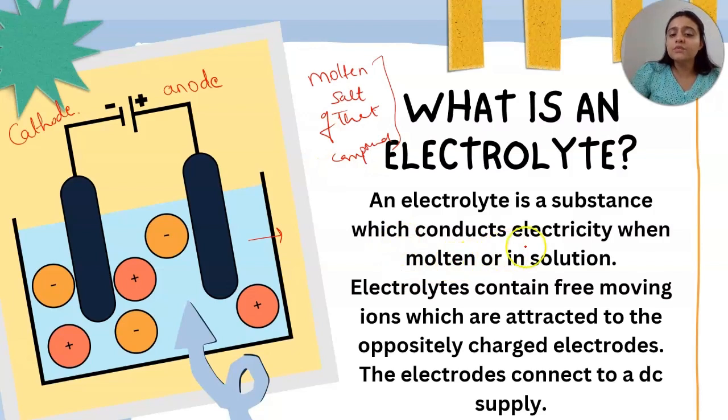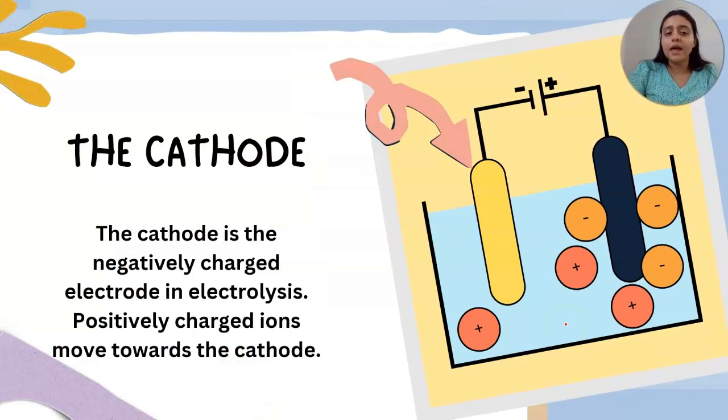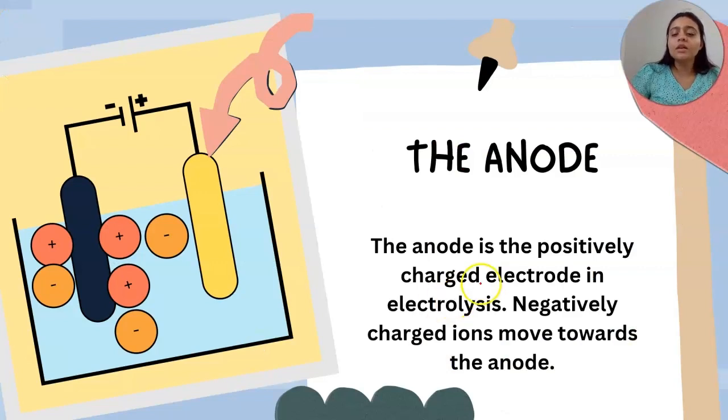An electrolyte is a substance which conducts electricity when molten or in solution. Electrolytes contain free moving ions which are attracted to the oppositely charged electrodes. The electrodes connect to a DC supply, a direct current supply. The cathode is the terminal on the battery that is negatively charged. In electrolysis, positively charged ions move towards the cathode. The anode is the positively charged electrode. In electrolysis, negatively charged ions move towards the anode.